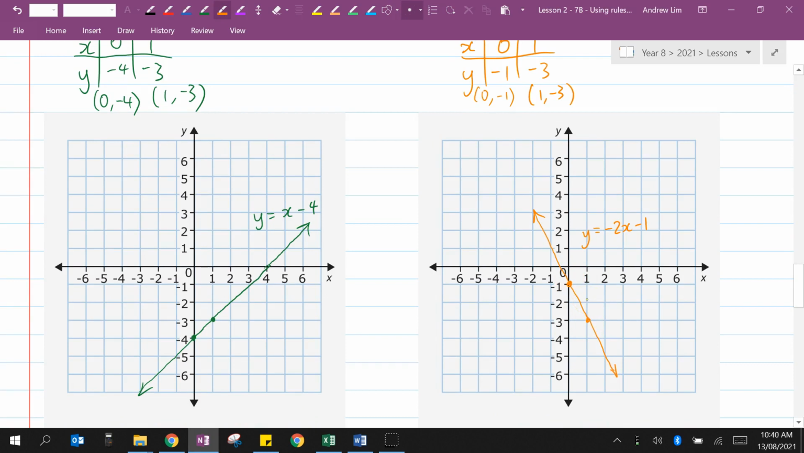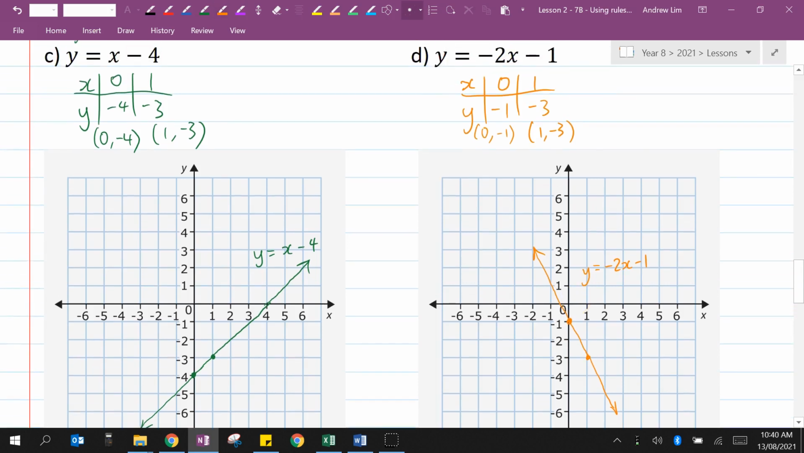So I grab my ruler, draw my straight line, and I label it with the rule above, y equals minus 2x minus 1. Make sure you draw your arrows on both ends, because this line goes on forever in both directions.